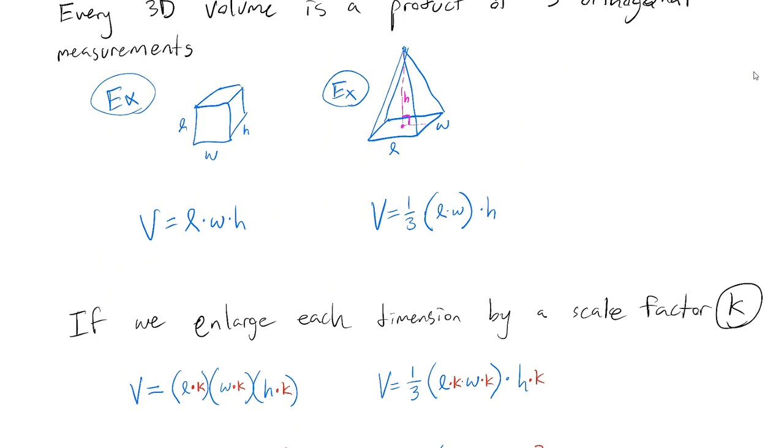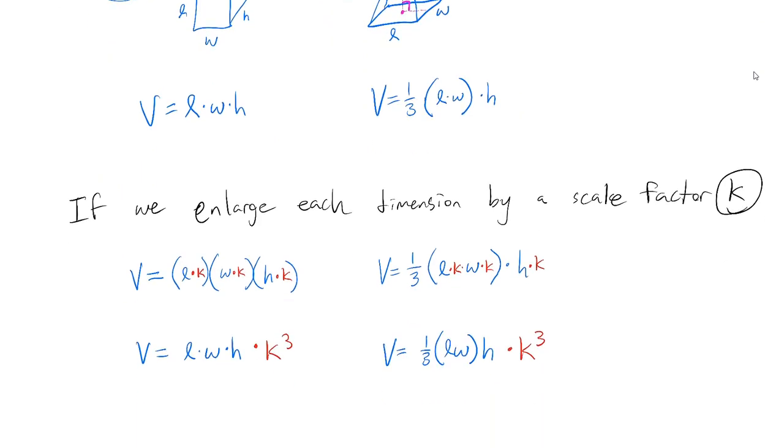Same thing over here with the volume of a pyramid. All three one-dimensional lengths that were used to calculate this volume get enlarged by that scale factor, and we can just factor that out, right? So for this, it's length times k, width times k, height times k. We take those k's all out, and we get that exact same volume times that scale factor to the third power. It's because all three dimensions got enlarged, so there's three copies of k. That's why we get k to the third power.